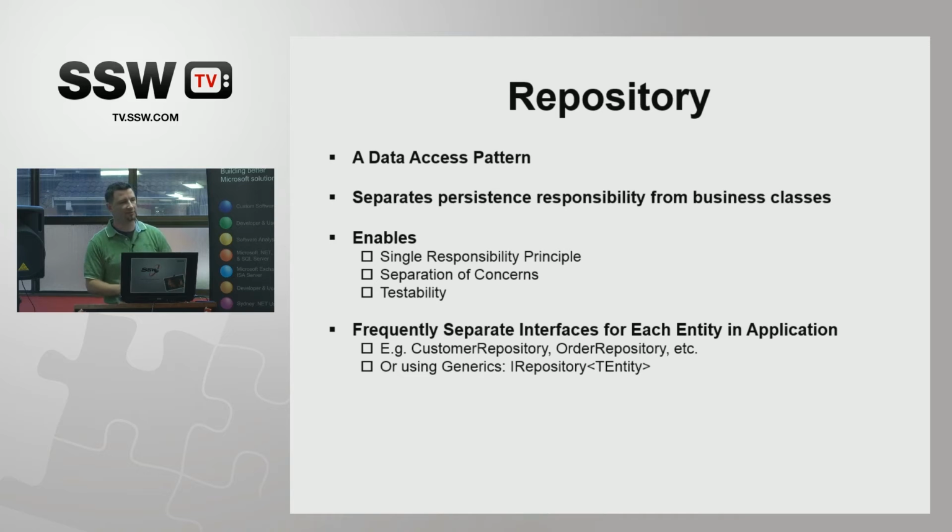It's common to have a different repository for each one of your business objects. So you might have a customer repository or an order repository, or it's frequently common to use a generic for that. So you can have an IRepository of T, where T might be an order or a customer or whatever business object you're working with in your system.